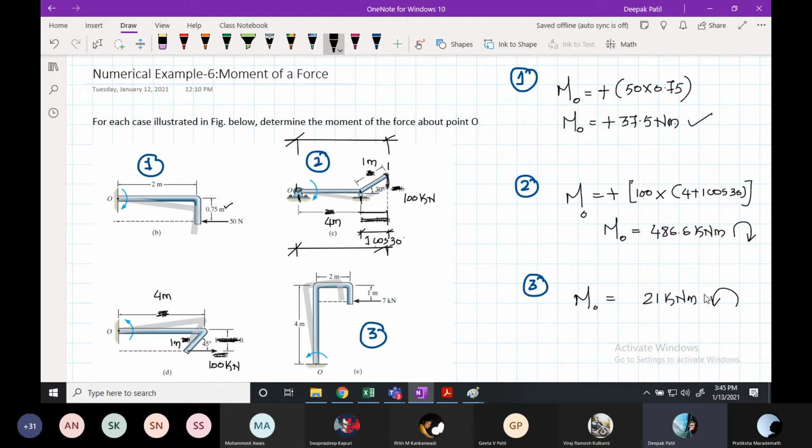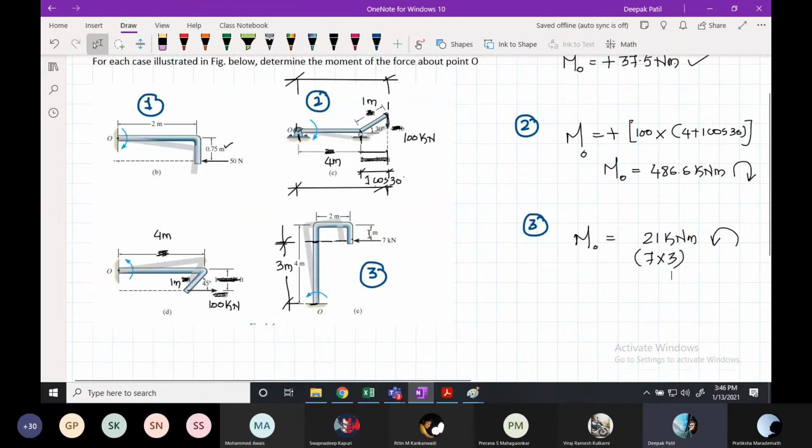Yes, can anybody tell me? 7 into 3. Yes, 7 into 3, perfect. Because if you extend the line of action of this 7 kilonewton, it is here and you want this distance, that is from here to here. But this distance is 4 meters and this distance is given as 1 meter. So this distance will be 3 meters. So it is simply 7 into 3. And it is causing an anti-clockwise movement. So I am writing like this.